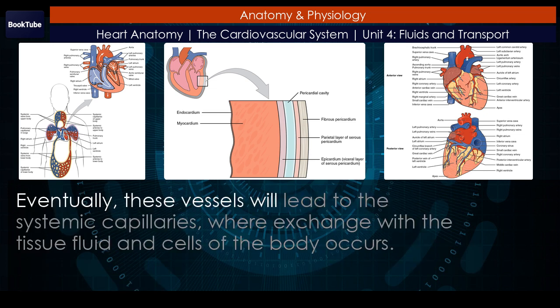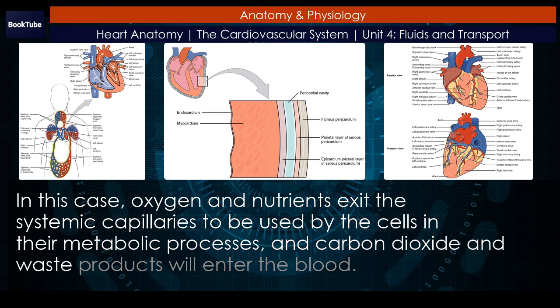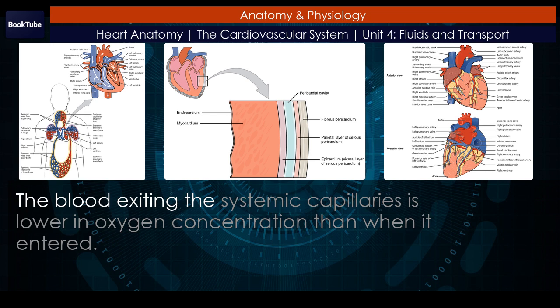Eventually, these vessels will lead to the systemic capillaries, where exchange with the tissue fluid and cells of the body occurs. In this case, oxygen and nutrients exit the systemic capillaries to be used by the cells in their metabolic processes, and carbon dioxide and waste products will enter the blood. The blood exiting the systemic capillaries is lower in oxygen concentration than when it entered.